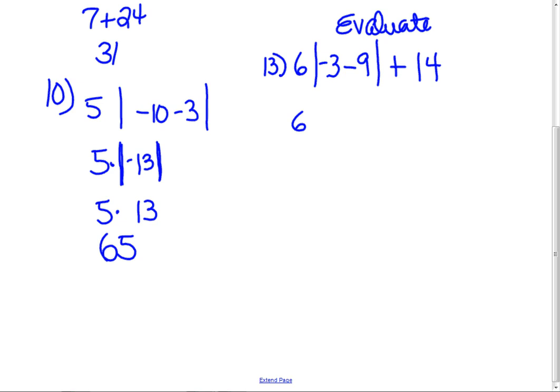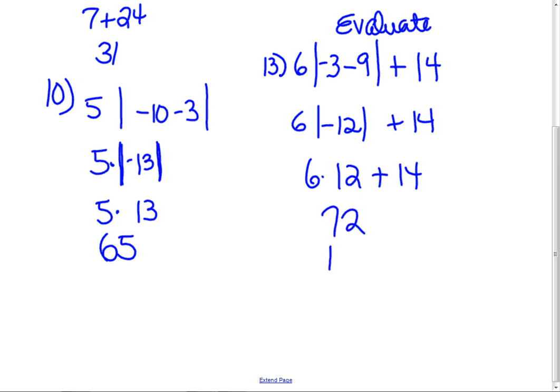Okay, what's inside? Forget everything else. What's negative 3 minus 9? Negative 12. If you don't know, get your calculator out and punch it in. Plus 14. Okay, Cole, what's the absolute value of negative 12? Cole, not right now. This is 6 times what? 12 plus 14. Can I add 12 and 14, or do I have to multiply 6 times 12? So I think we forgot PEMDAS. What's 6 times 12? I know this. That's 72, and we're going to add 14, and I'm not very good at adding in my head. It's 86.